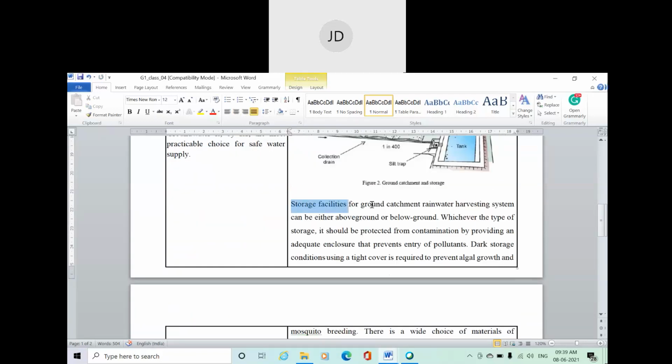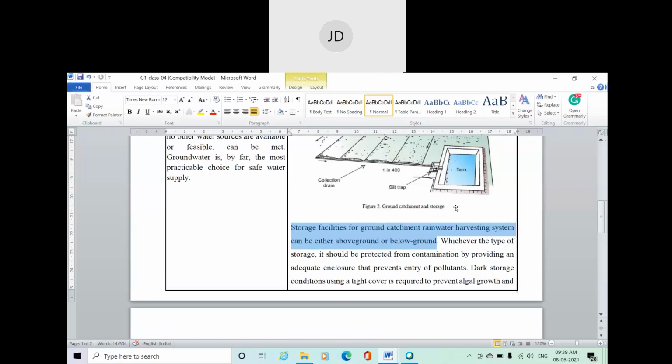The storage facility for a groundwater catchment rainwater harvesting system can be either above ground or below ground. So the reservoir can be above the ground or below the ground. Whichever the type of storage, it should be protected from contamination by providing an adequate enclosure that prevents entry of pollution. So of course you should make it confined. This reservoir tank needs to be confined so that impurities or foreign matter are not mixed with water.